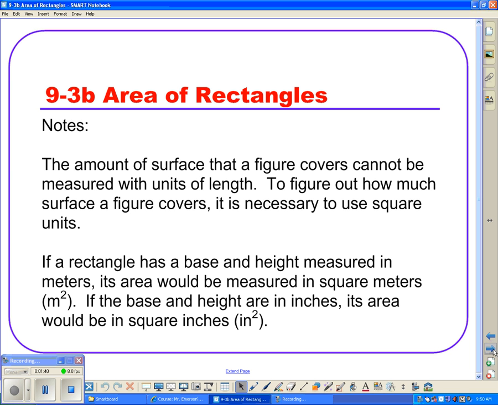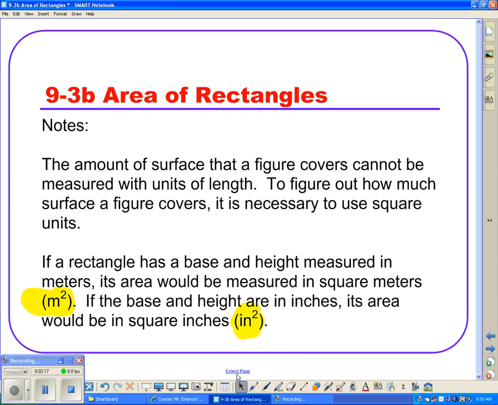So we're literally going to be covering a surface with squares to see how many square units that figure encloses. If a rectangle has a base and height measured in meters, its area would be measured in square meters. The abbreviation there is meters to the second power, and we'll read it as square meters. If the base and height are in inches, its area would be in square inches. Again, the abbreviation would be inches to the second power, but we'll read that as square inches.